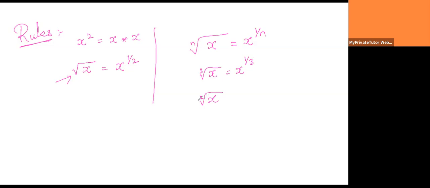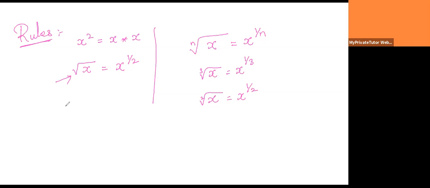We are not writing 2 for the square root. Except for the square root, we are going to write the number here for all the other roots, like the cube root, fourth root or fifth root. For square root, we just need to assume we have a 2. If you write 2, it doesn't matter, because it's a square root. So square root of x is nothing but x power 1 by 2.